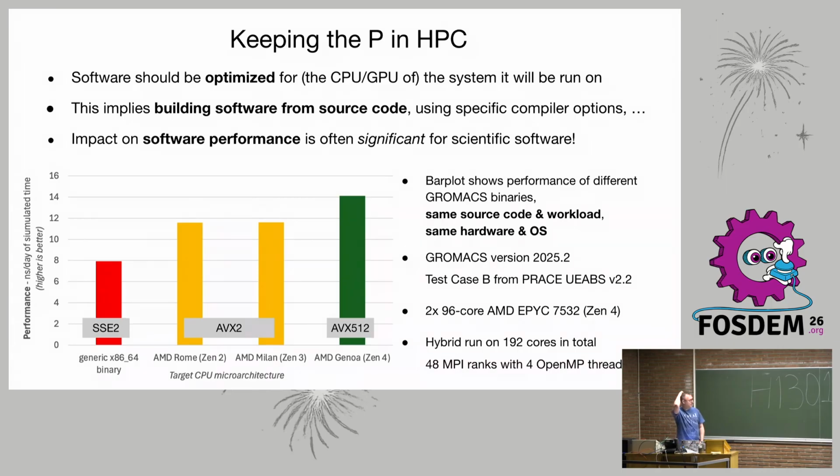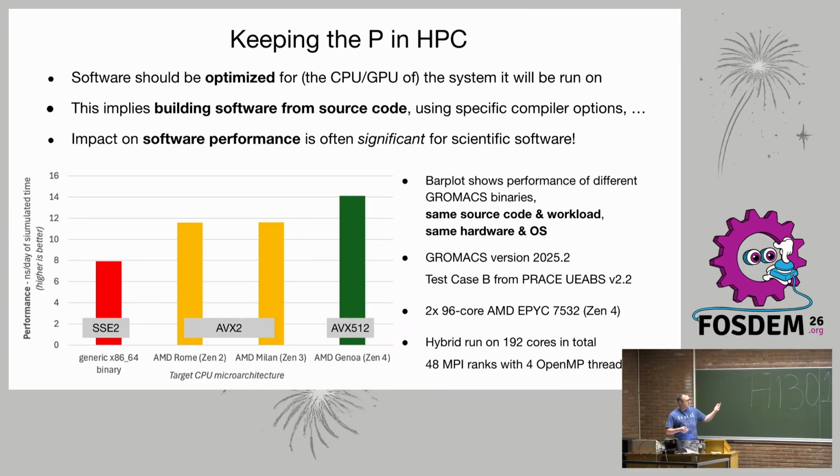Now with GROMACS, you have to be very careful. What the graph shows here is we're on one system, a fairly recent system, an AMD EPYC Zen 4 that has 192 cores in total. So we're stuck to a single computer. We're running a recent version of GROMACS with a particular input. The details are there, but they're not really too important. And the different graphs show you different GROMACS binaries. So exact same source code, exact same GROMACS version, exact same system. All we did is compile the binary differently.